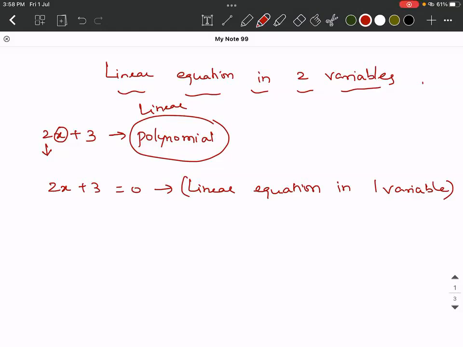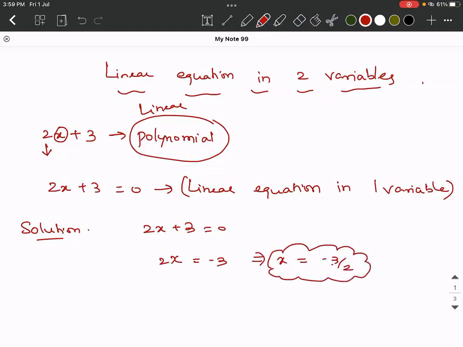Having said this, if I want to find the solution of this, what do I mean by solution? The value of x that will satisfy the equation. So if I want to find the solution, what will I do? 2x plus 3 is equal to 0. So 2x is equal to minus 3. x is equal to minus 3 by 2. Is this the only value that will satisfy this equation? Yes. 1.5 and 3 by 2 are the same. So this is the value that will satisfy the equation. Hence, x equal to minus 3 by 2 is the solution of this linear equation in one variable. Accepted, right?